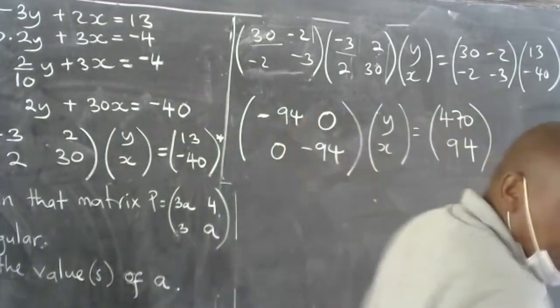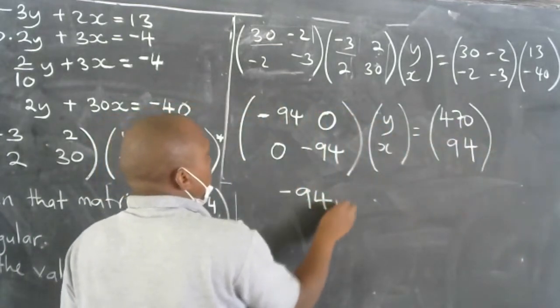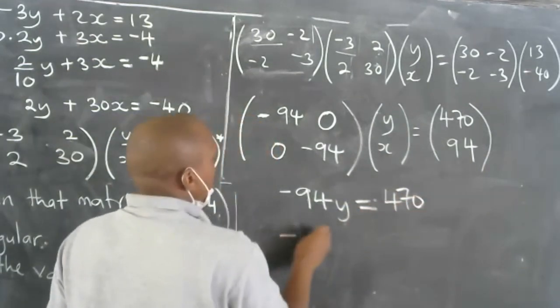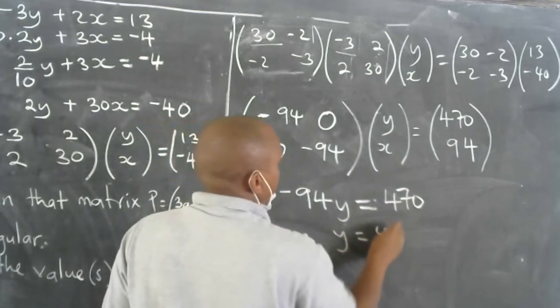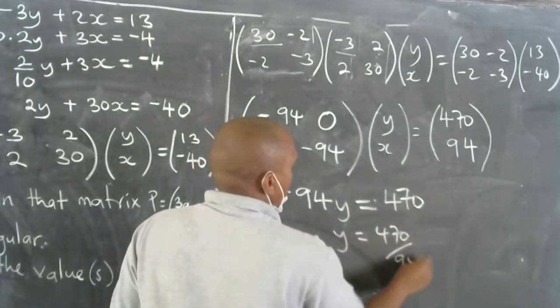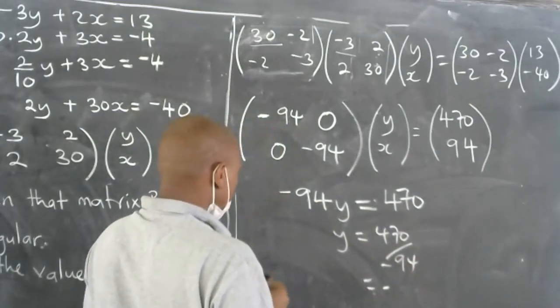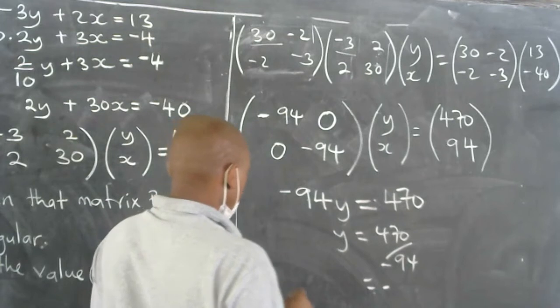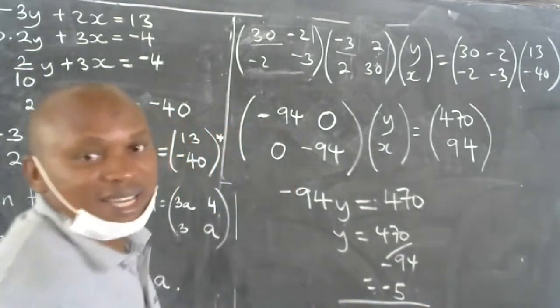So after getting 94, then we say negative 94y, just multiply the numbers up and the ones down. This one gives us your y was negative 5.